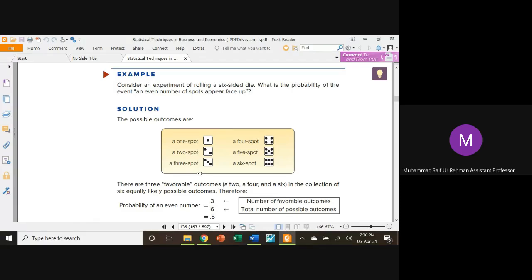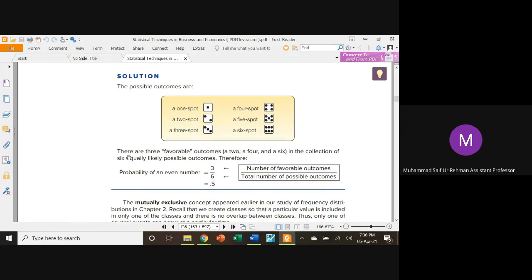Before experimenting, we know that there are six possible outcomes. Now, one by one, what is the chance, the likelihood, or the probability of occurrence of four dots face up? We know only one, so 1 divided by 6. And there are three favorable outcomes, a 2, a 4, and a 6, in a collection of six equally likely possible outcomes.